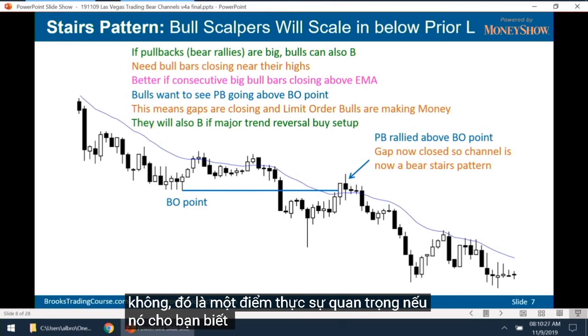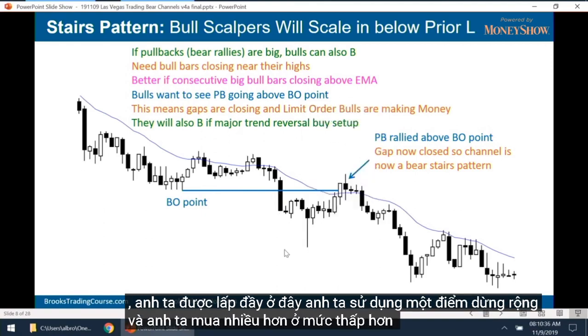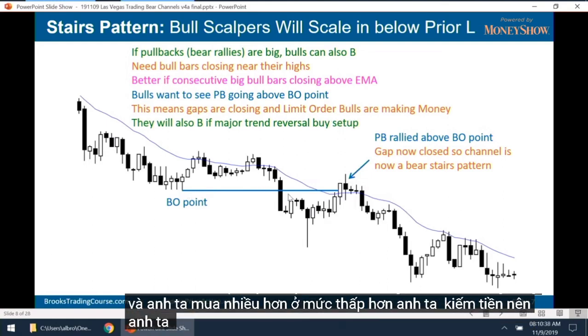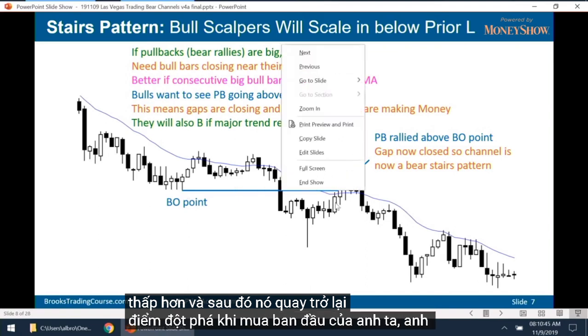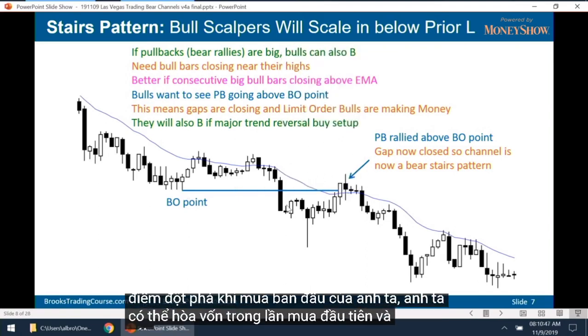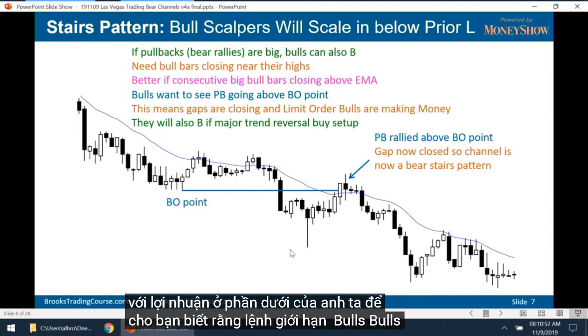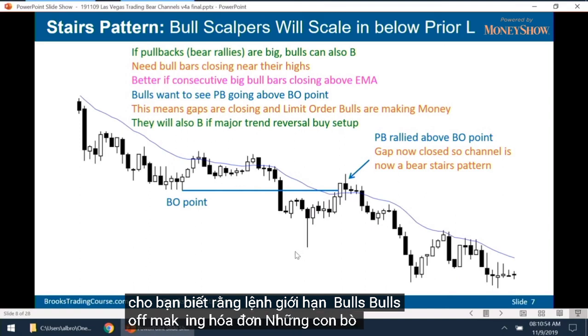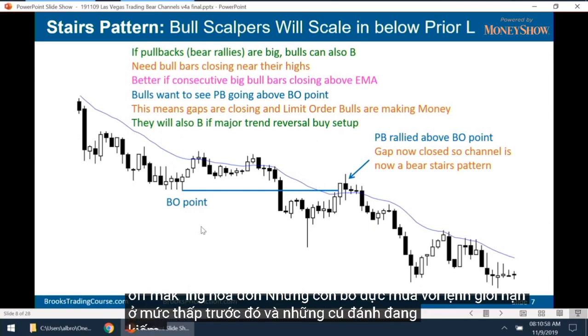If it does, that tells you that some bull who had a limit order to buy at this low gets filled here, he uses a wide stop, and he buys more lower, he made money. So he bought at this low, he bought more lower, and then it got back to the breakout point, his original buy. He could get out break even on his first buy and with a profit on his lower buy. So that tells you that limit order bulls buying with limit orders at prior lows and below are making money.